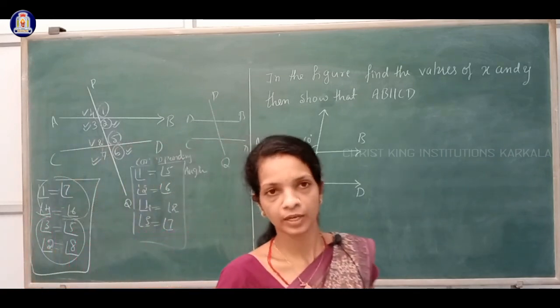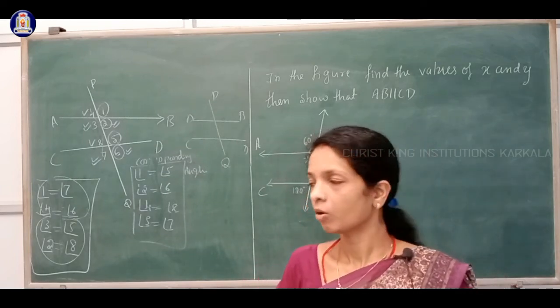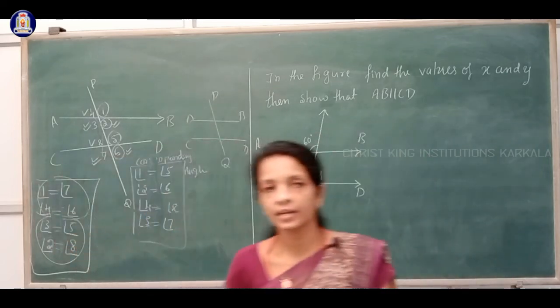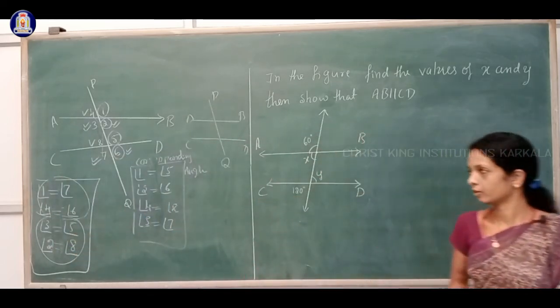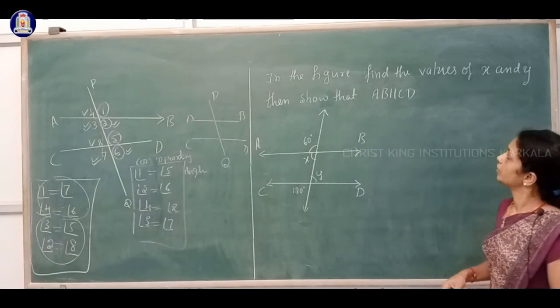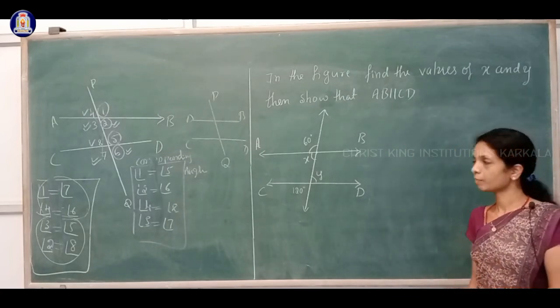If any one pair of corresponding angles are equal, then you can say AB and CD are parallel, or if any one pair of alternate angles are equal, then also you can say AB and CD are parallel. Next, you have one problem related to that. In the figure, find the values of x and y, then show that AB is parallel to CD.